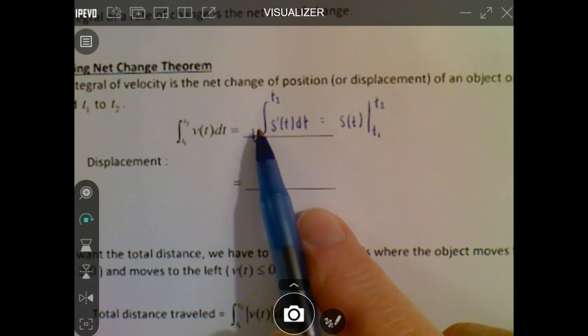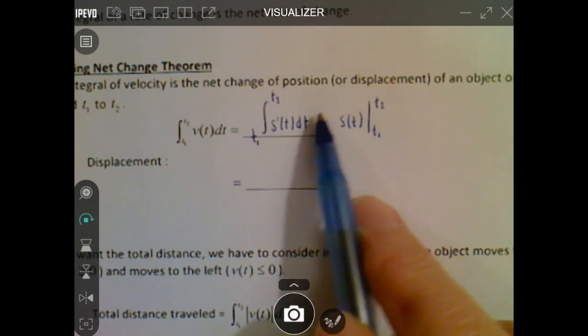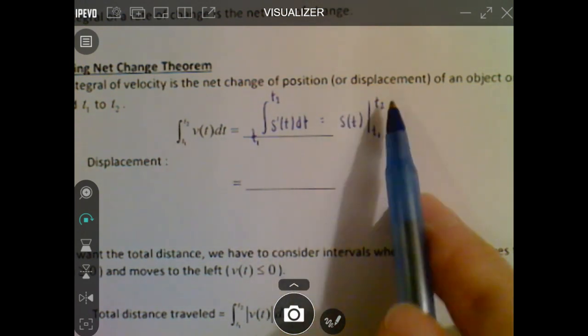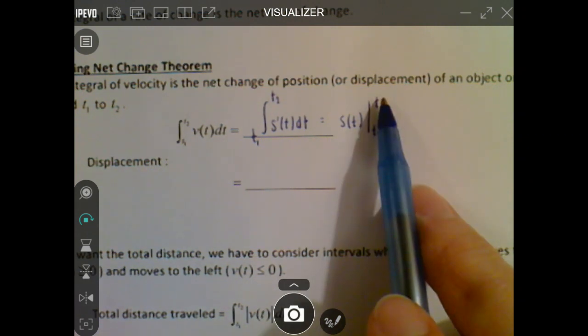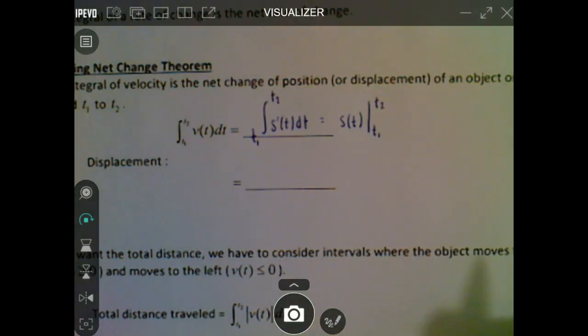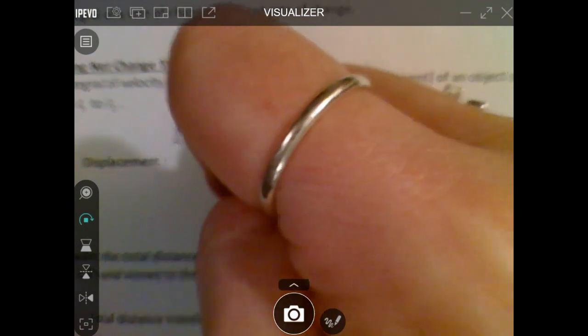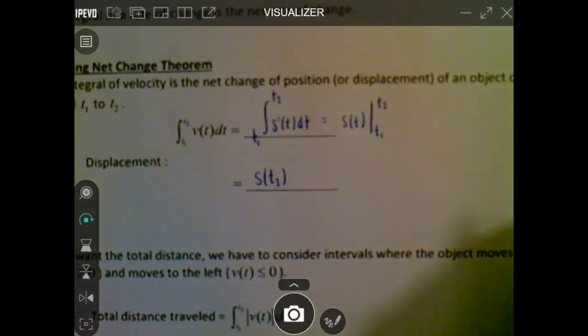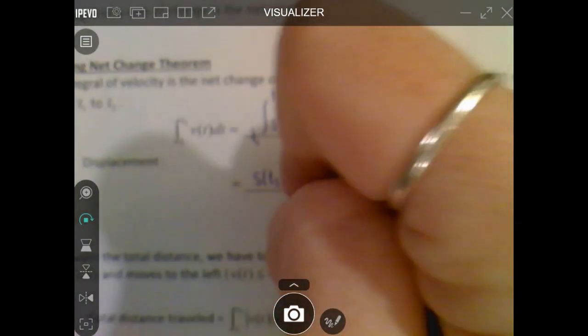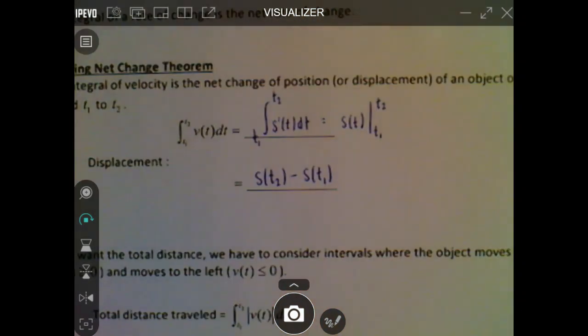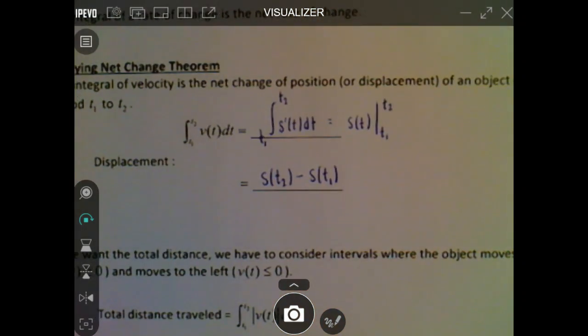When we take an antiderivative of a derivative, we get that original function back, which is s of t, and we're evaluating it from t sub 1 to t sub 2. That tells us we're taking our position function evaluated at t sub 2 and subtracting our position function evaluated at t sub 1.